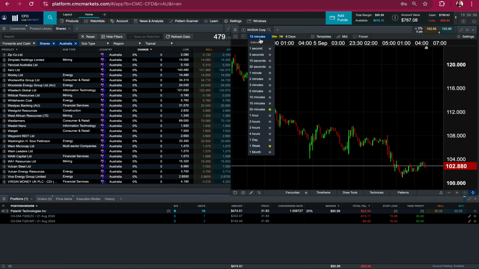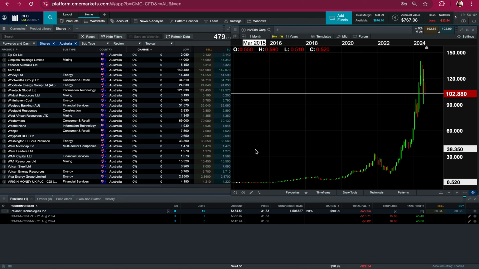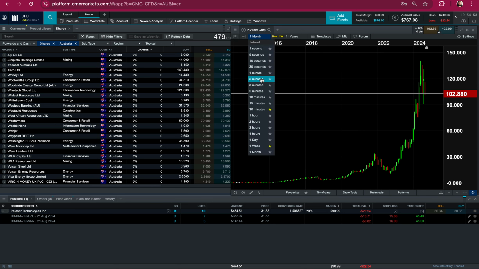What is it, 15 minutes? Let's go for a longer period of time. Let's go for a month. So basically, this is an upward going map. And let's say the lowest point here is $12, and let's go to like a 15 minute or a minute chart.